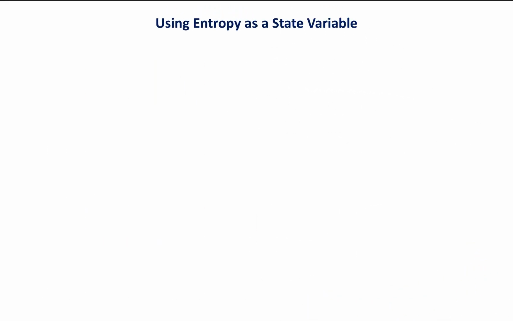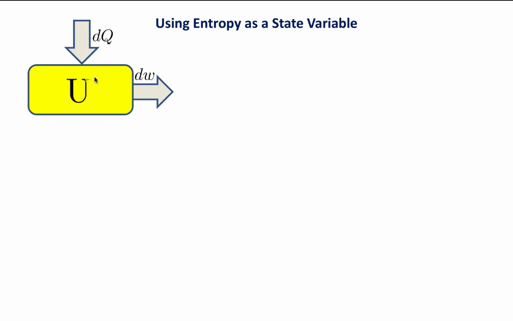From the Clausius inequality for a reversible system, we learned that entropy is a state variable, and we can use this very profitably. Just a quick reminder. Here is a system whose internal energy is U. It is supplied a small amount of heat dQ, and it does a small amount of work dW. Now we are taking a reversible system, in which case we will not make a distinction between delta and d. They're the same. And so delta Q is dQ and delta W is dW.